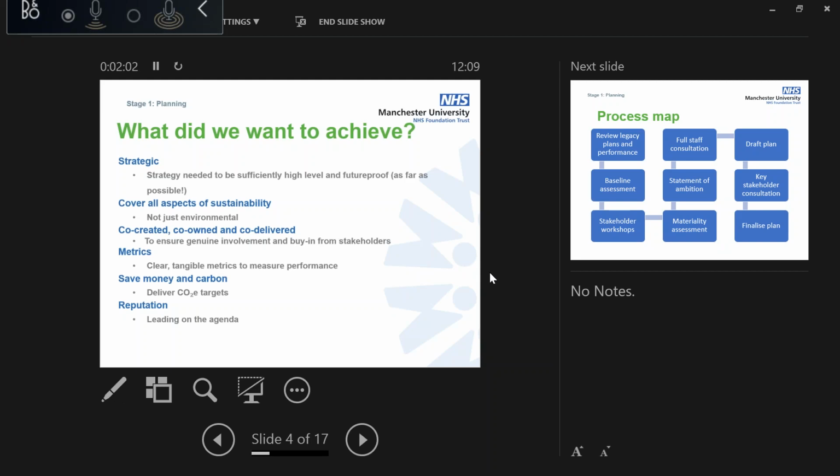So before we got going on the process, we set out our aspirations. We wanted to make sure the strategy was sufficiently high level but also meaningful. We didn't want to be looking at it every few months and thinking, oh, we need to update this, but also being conscious of focusing on the areas where we could make the most difference and set ambitious but achievable objectives. We were conscious that previous strategies had been more estates focused, and we wanted to look wider at all aspects of the sustainability agenda.